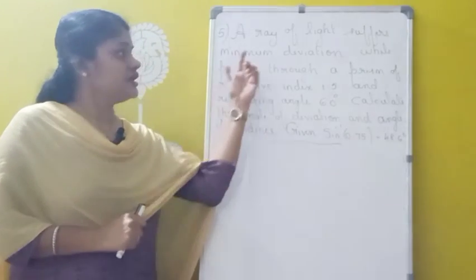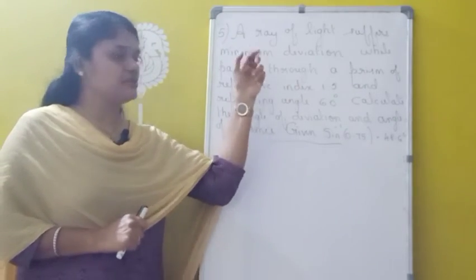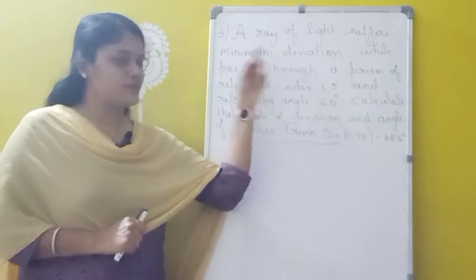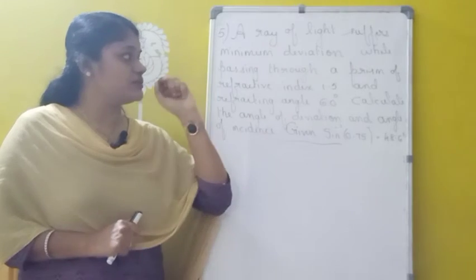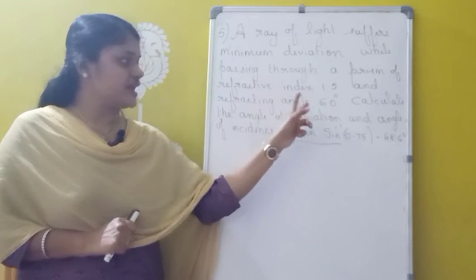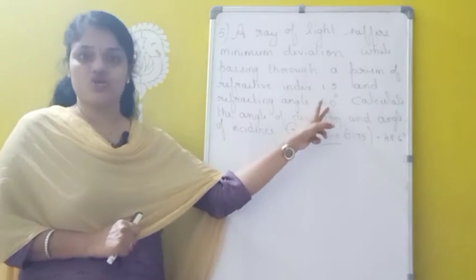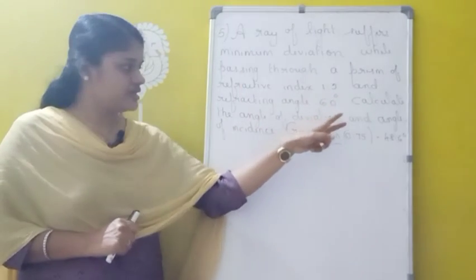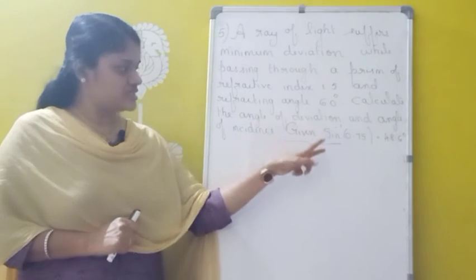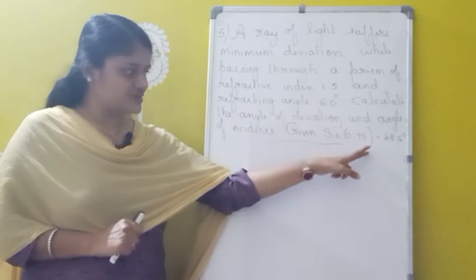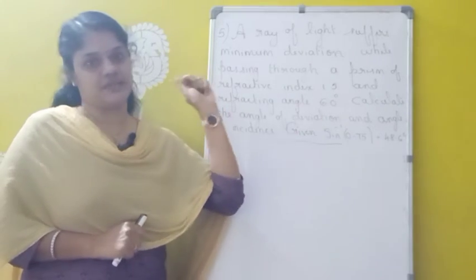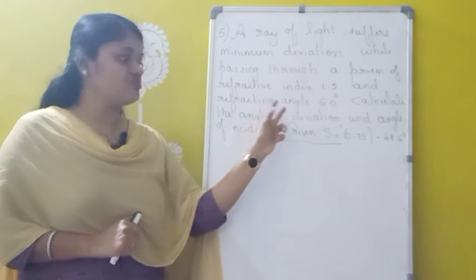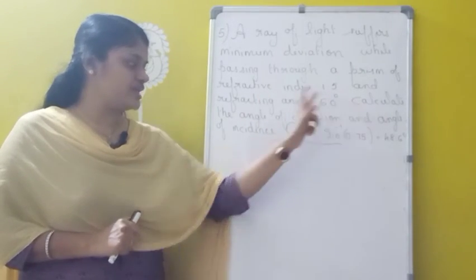Fifth problem: a ray of light suffers minimum deviation while passing through a prism of refractive index 1.5. So the refractive index is given as 1.5 and its refracting angle is given as 60 degrees. That means the angle of prism is taken as 60 degrees. Calculate the angle of deviation and angle of incidence. Given: sine inverse 0.75 is 48.6 degrees. Here this light ray is undergoing minimum deviation, so we have to find the angle of minimum deviation as well as the angle of incidence.